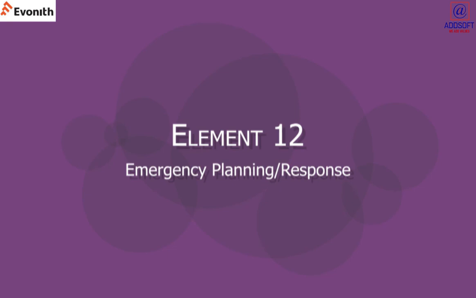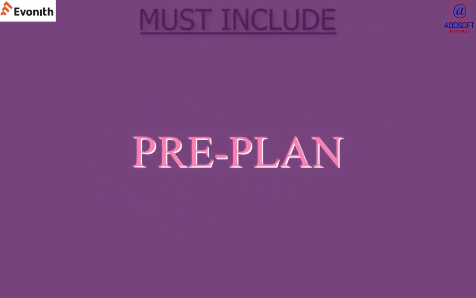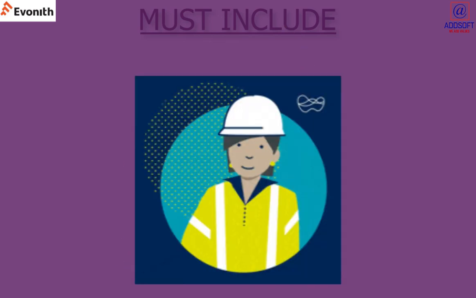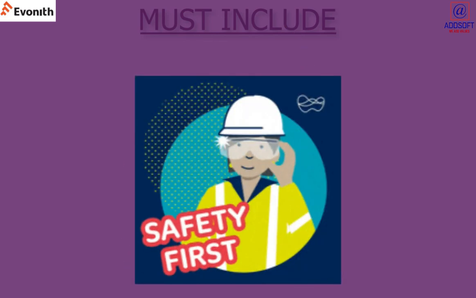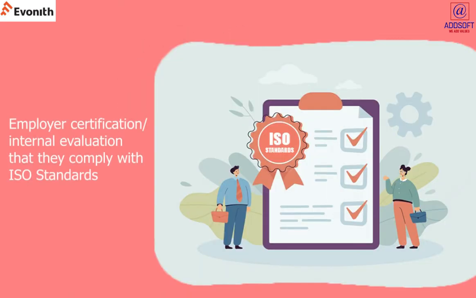Element 12. Emergency planning and response. Employer must have an emergency action plan for the entire plant. Must include a pre-plan for catastrophe. Train and equip workers. Drills. Element 13. Compliance audits. Employer certification of an internal evaluation that they comply with ISO standards.